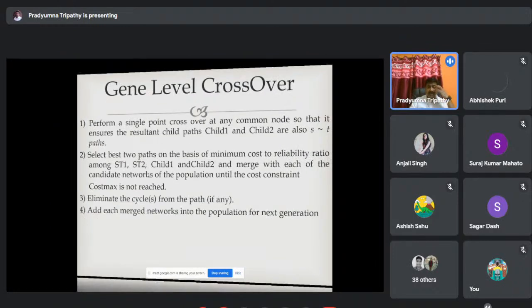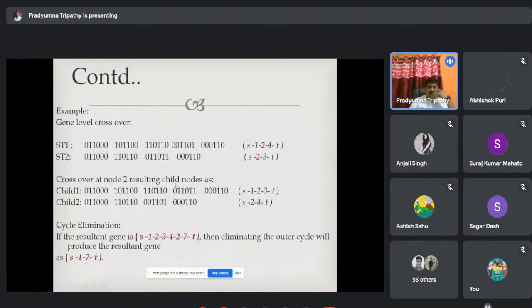Correct? So now you look over here. As I said, the crossover will occur. See how the crossover ensures that only new S to T paths are generated. This is spanning tree 1, S, 1, 2, 4, T. This is spanning tree 2, S, 2, 3, T. So which point is common over here? 2 is the common point. So we will have crossover on this common point. If you have crossover, this 3 will move over here, and this 4 will move over here. You can see S, 1, 2, 3, T and S, 2, 4, T. So these two are nothing but paths as well. So gene level crossover also ensures that two paths are being generated.